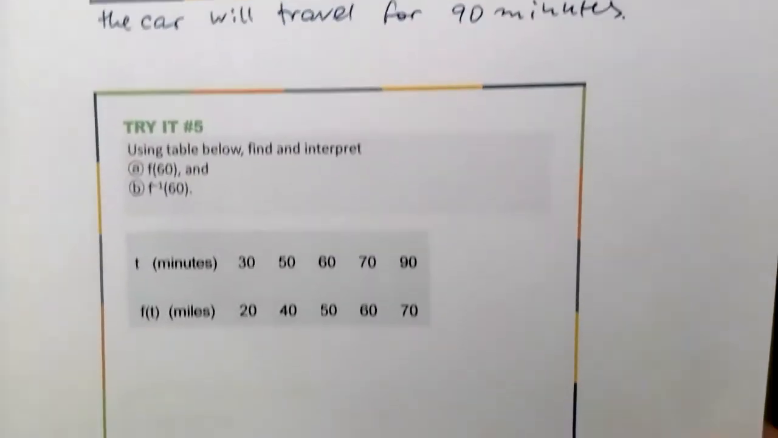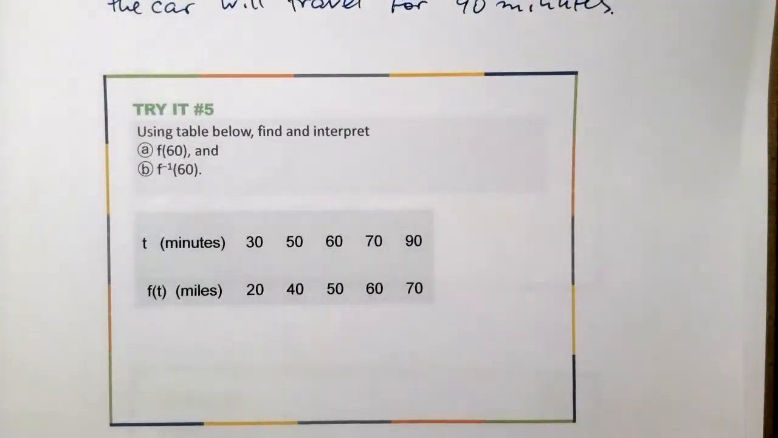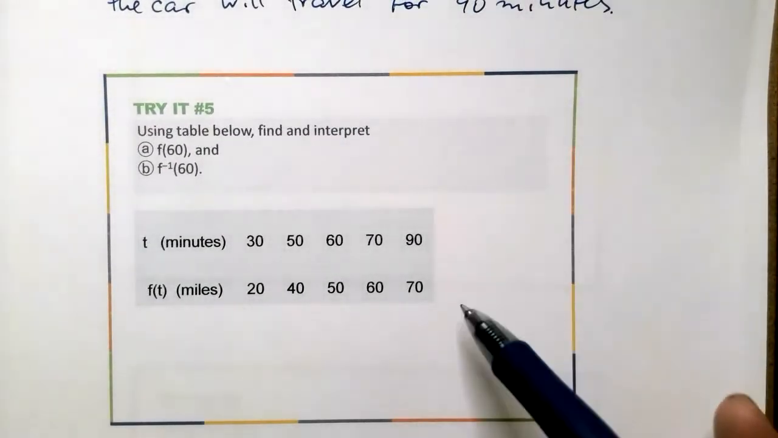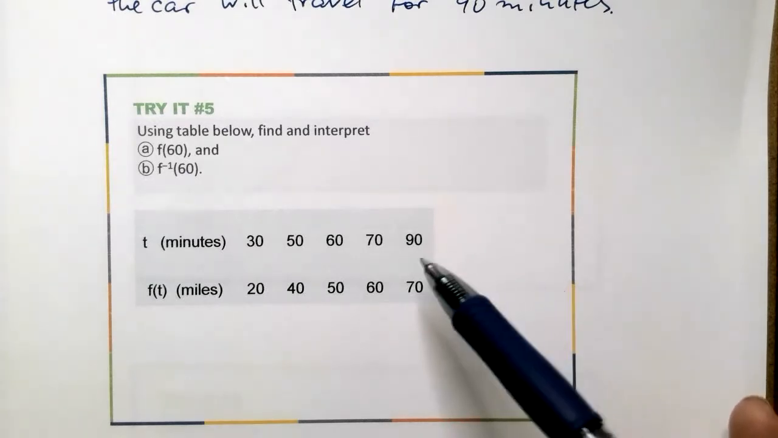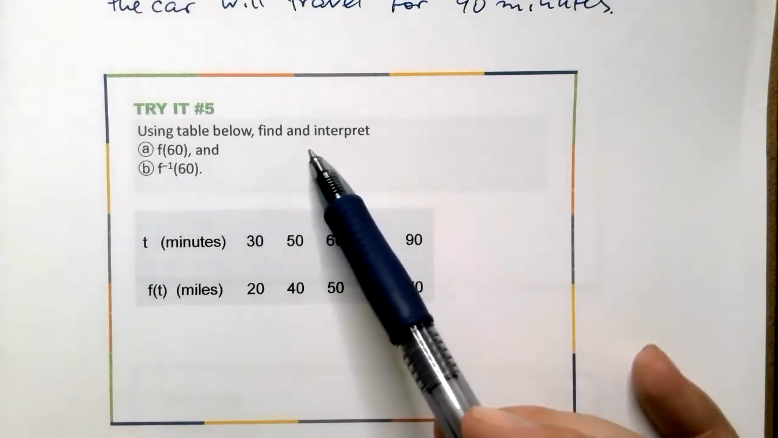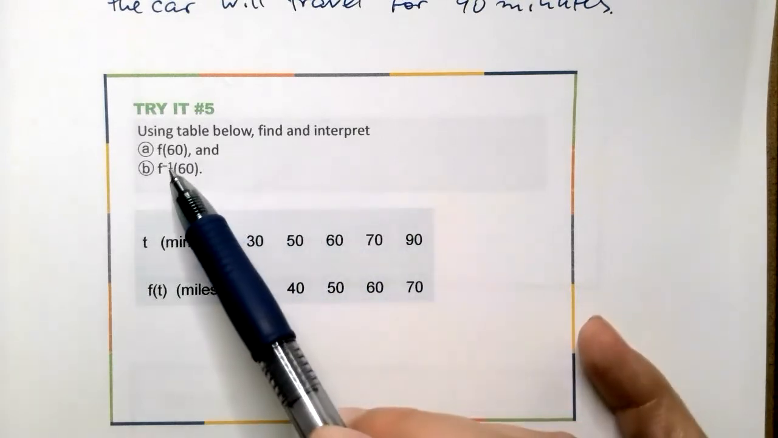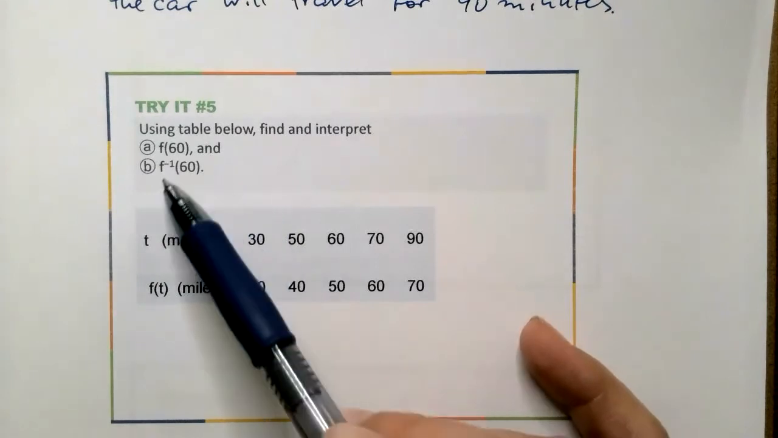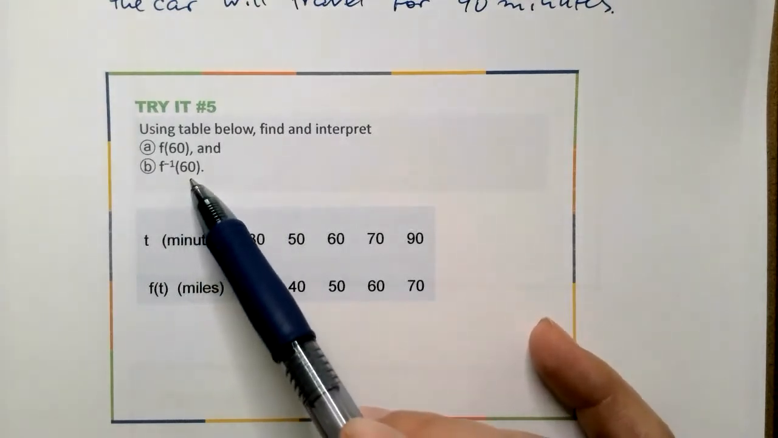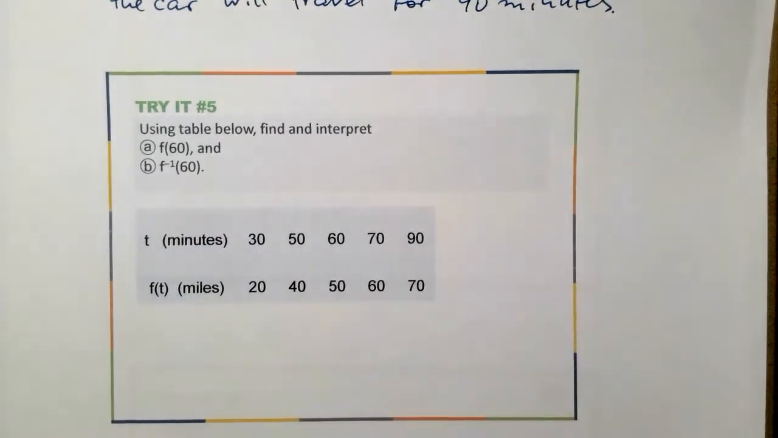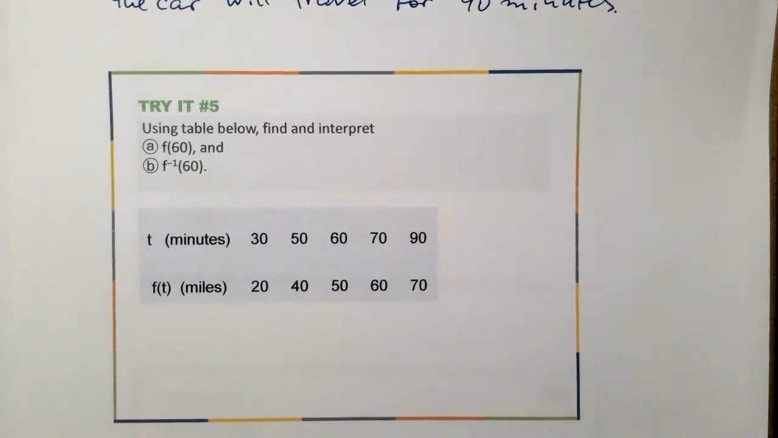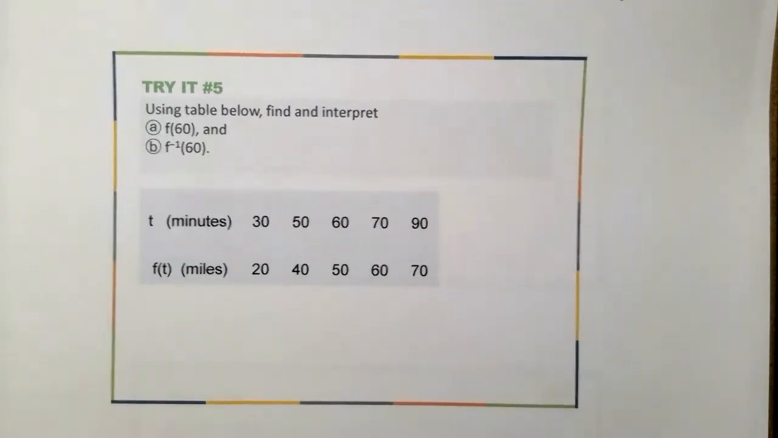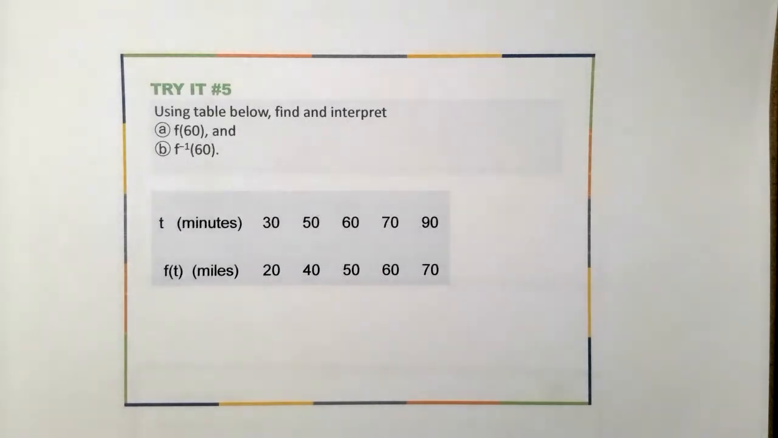Okay, so I want you to try this problem by yourself. It's the same table. It says using the table below, find and interpret f of 60 and the inverse f of 60. Okay, go ahead and try it. And we're gonna proceed to the next example.